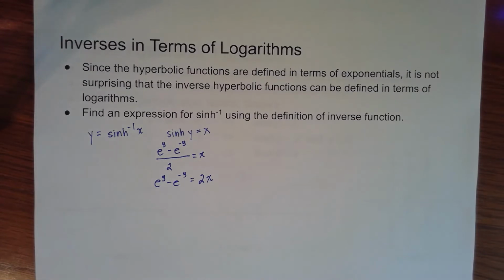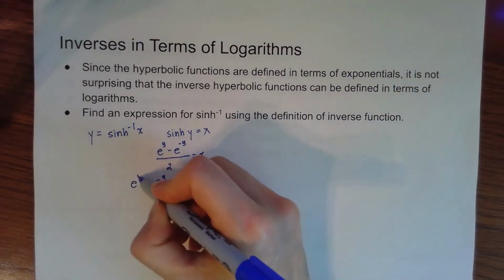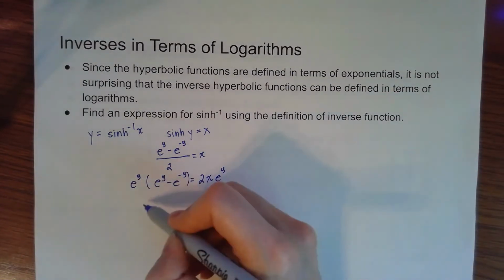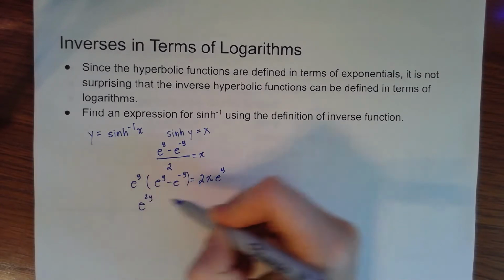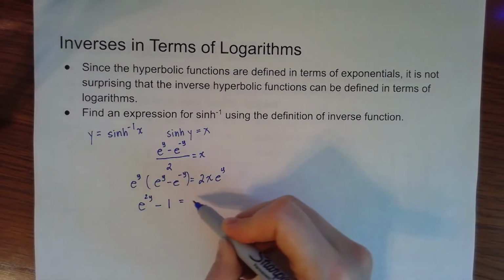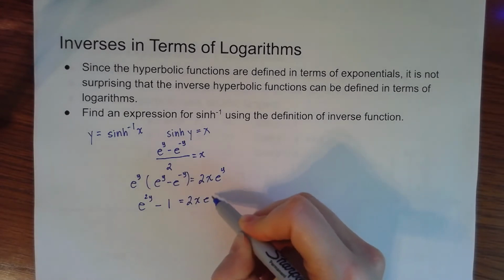Okay, just in the interest of making things easier, let's go ahead and multiply everything by e to the y to get rid of any negative exponents, because negative exponents means we have to deal with fractions, and we don't really want to deal with fractions. So let's multiply everything by e to the y. So we'll get e to the 2y minus 1 equals 2x e to the y.